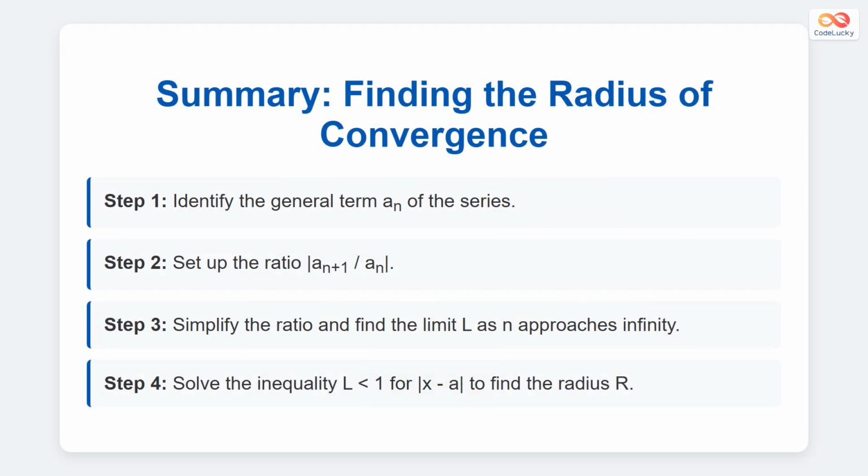To wrap up, finding the radius of convergence using the ratio test involves 4 key steps. First, identify the term a sub n. Second, set up and simplify the ratio of a sub n plus 1 to a sub n. Third, calculate the limit, L. And fourth, solve the inequality L is less than 1 to find the radius, r.